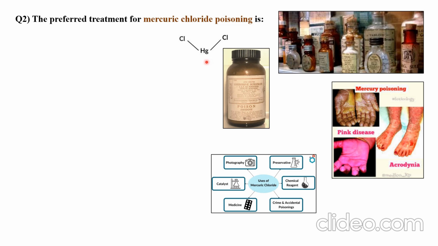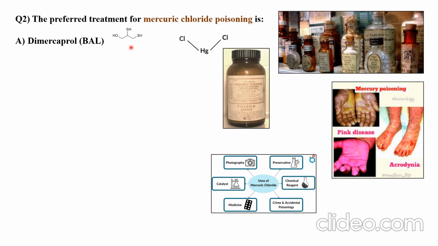This is the typical structure of mercury chloride: the mercury atom is in the center and it is bonded to two chloride atoms. Our question was, what is the preferred treatment for mercury chloride poisoning? Let's see the options. Option A is dimercaprol, commonly known as BAL. Don't worry, we'll discuss in the subsequent slides what mercury chloride poisoning is, as well as all the options. We will discuss the correct option, and why the other four options are not right for this particular question. We will also learn what those four options are used for in other kinds of poisonings.